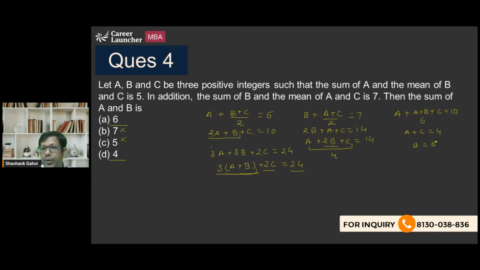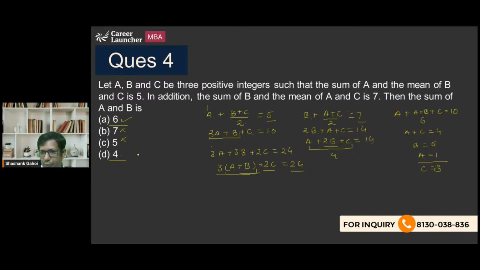Okay. So A comes out to be what? A comes out to be 1. So C comes out to be 3. Now let's check. So A is 1, 5 plus 3 is 8. 8 divided by 2 is 4. This comes out to be 5. Okay, B is 5. All values satisfy. So it means option A.